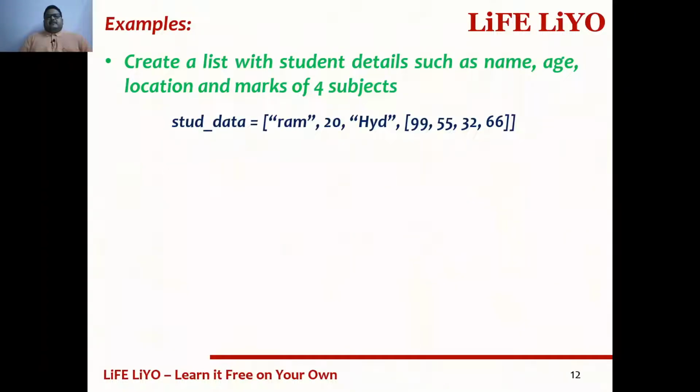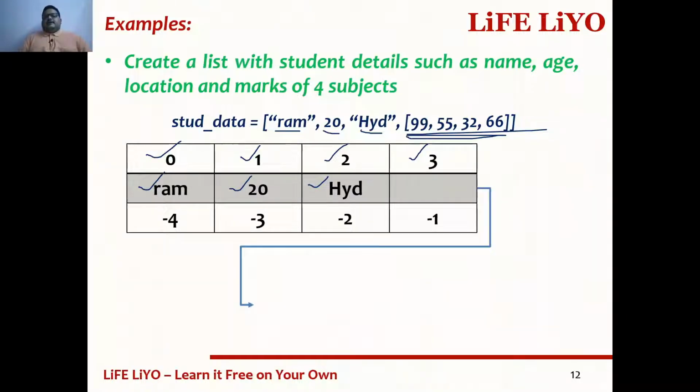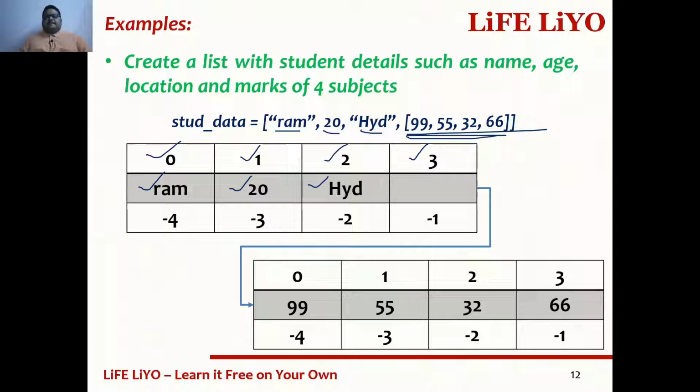So this is the example I have taken. If I take Ram, number 20, Hyderabad, and a sublist, the 0th position is going to hold Ram, the first position is going to hold 20, and the second index is going to hold Hyderabad. What about third? Third is going to hold this sublist. So the sublist is created like this, with index 0, 1, 2, 3, or negative index -1, -2, -3, -4.